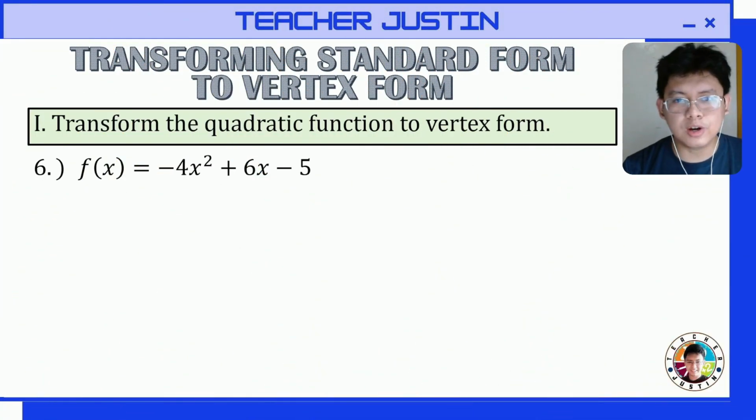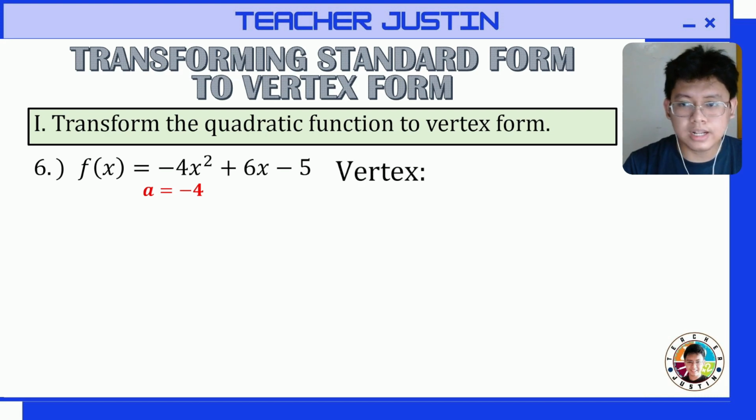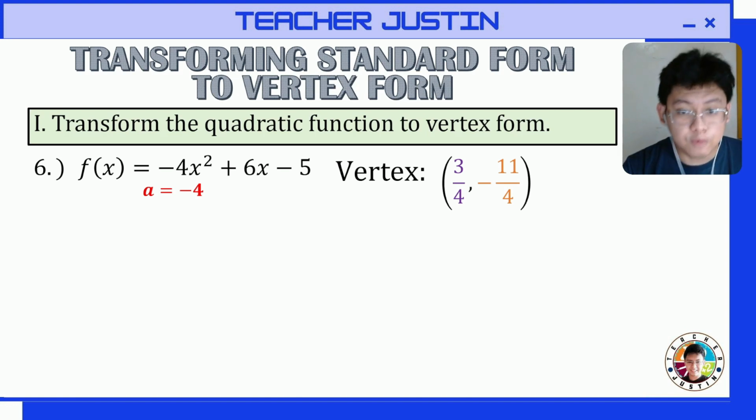Okay, let's transform this standard form to vertex form. So we have f of x is equal to negative 4x squared plus 6x minus 5. And let's convert it to vertex form. So our first step is to get the value of a, which is negative 4. Then our vertex, since we got the vertex of this quadratic function in our previous videos, we have the value of the vertex, which is 3 over 4, negative 11 over 4.